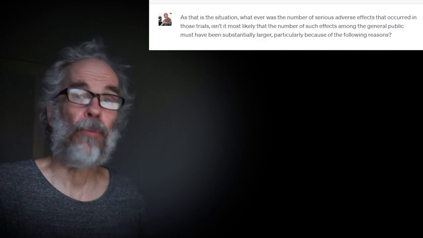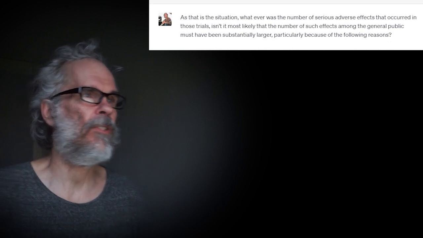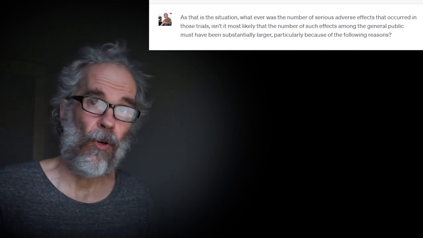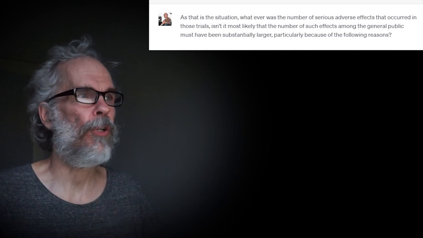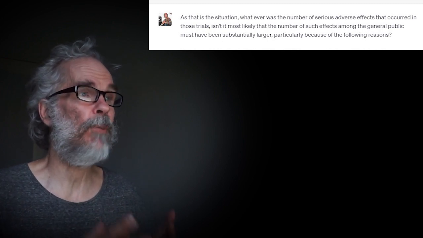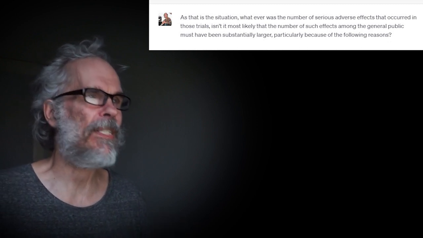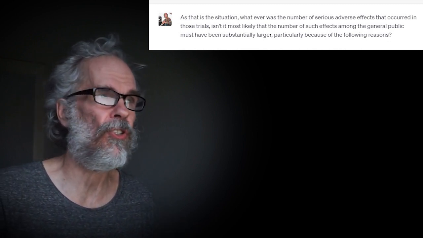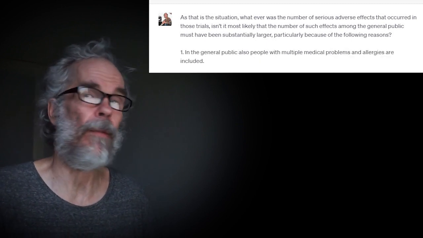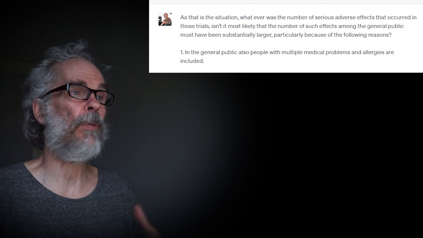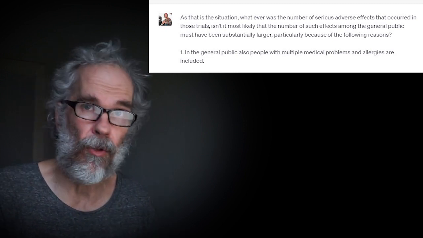And then we proceed to the next question. As that is the situation, whatever was the number of serious adverse effects that occurred in those trials, isn't it most likely that the number of such effects among the general public must have been substantially larger, particularly because of the following reasons. 1. In the general public, also people with multiple medical problems and allergies are included.